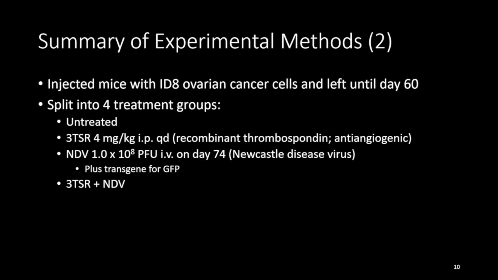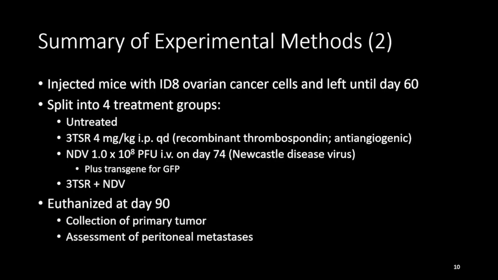So one was untreated. One, they administered 3-TSR, which is a recombinant thrombospondin. That's an anti-angiogenic factor, and they administered 4 mg per kg intraperitoneally every day from day 60 until the end of the experiment. In group 3, they had 1 dose of their oncolytic virus on day 74, which was also engineered to have a transgene for GFP. And then in group 4, they just combined the 2 with the same time points.